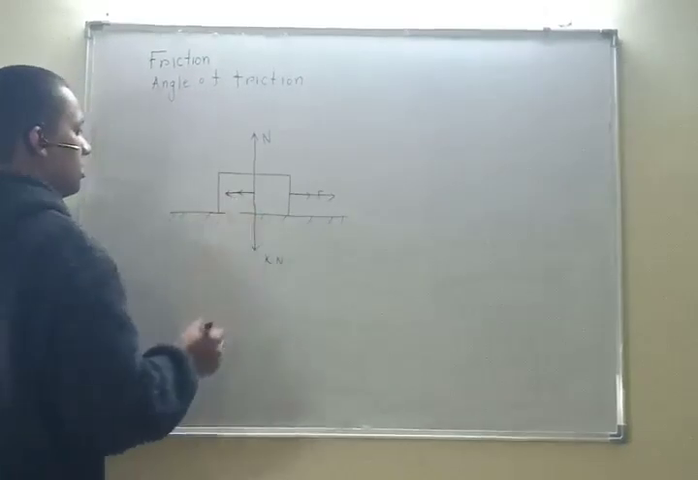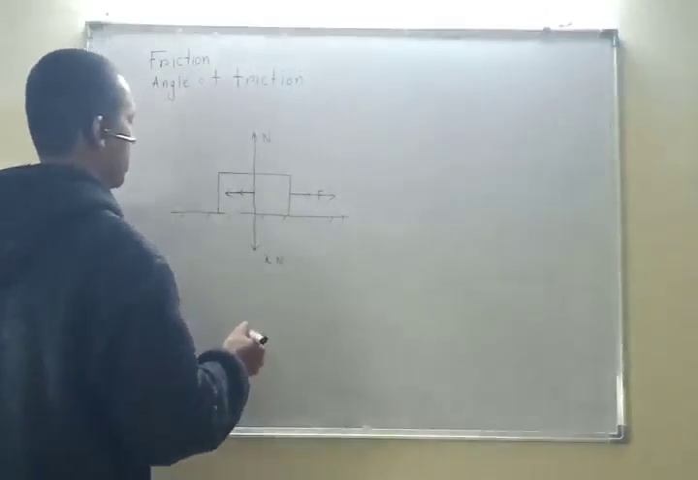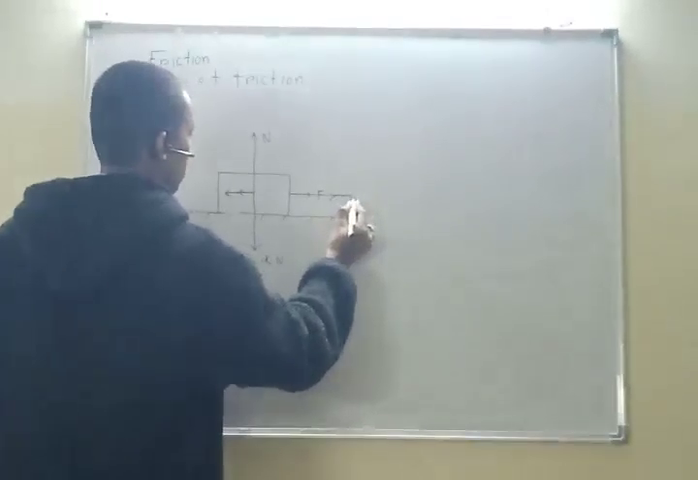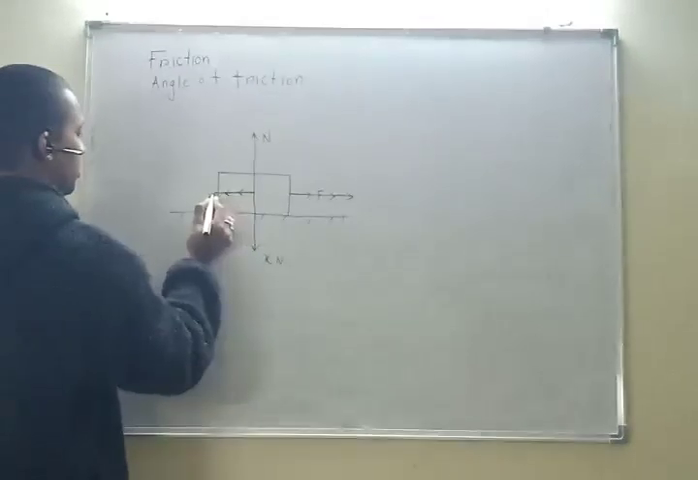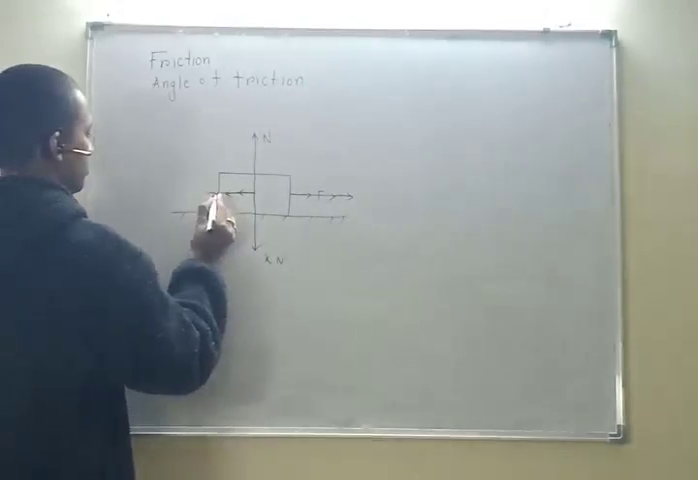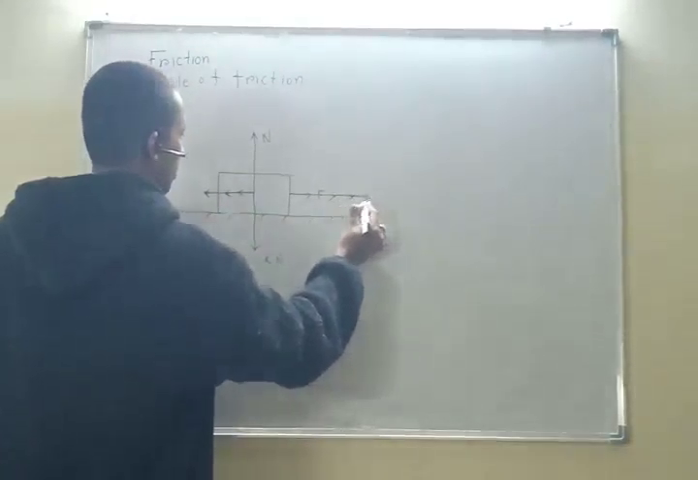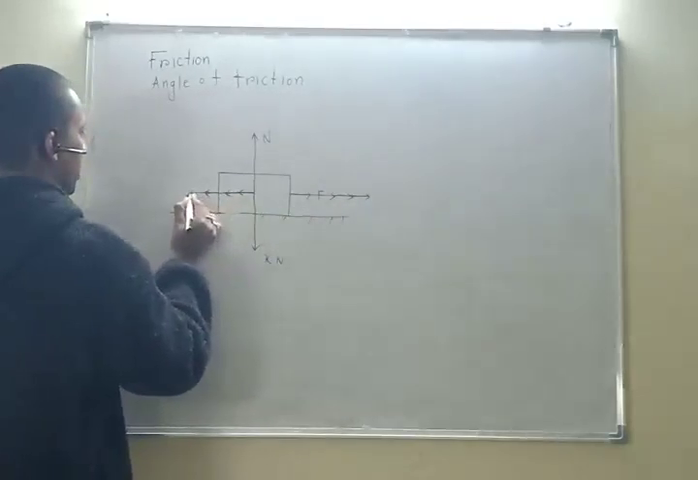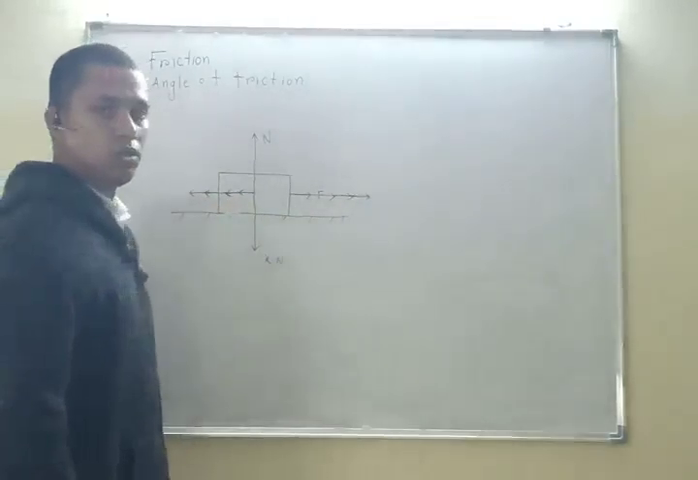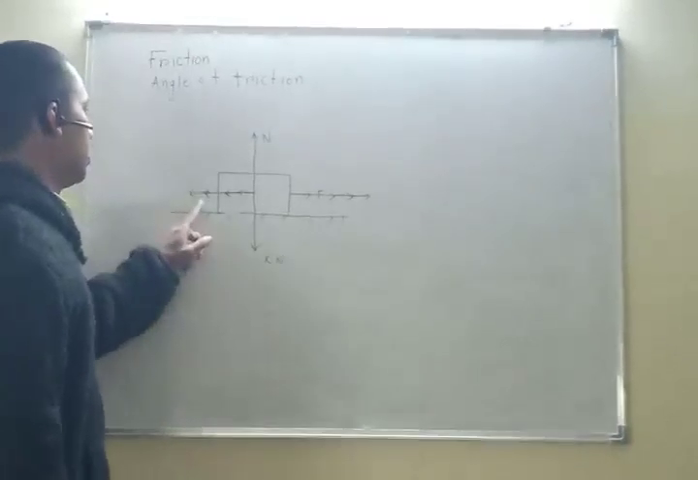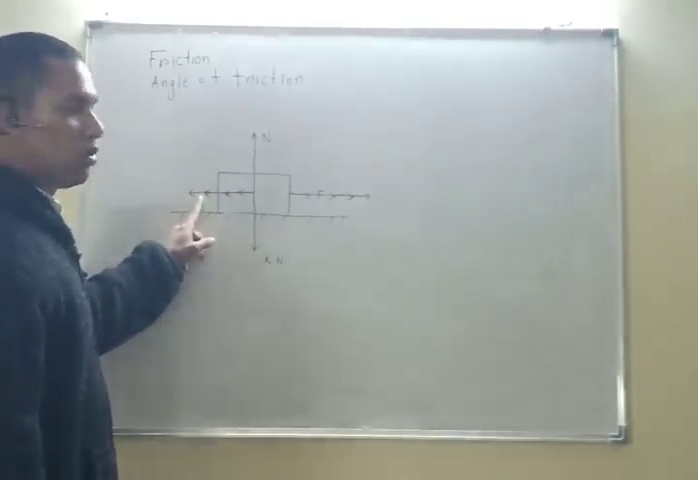Please understand that the body is not moving right now. Some more force I am applying, some more friction is generated. Some more force I am applying, some more friction is generated, and this is the limiting friction. This is the limiting value of friction.